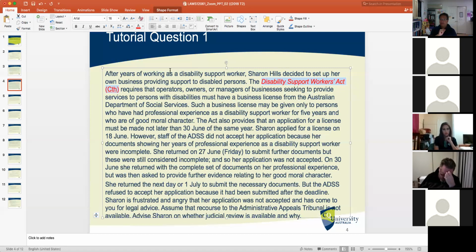The problem, however, with the ADJR Act is that for judicial review to be made under the ADJR Act, the requirement is that the administrative decision must have been based on an enactment. Are we clear? So in other words, if an administrative decision was not based on an enactment, then you cannot have judicial review under the ADJR Act.